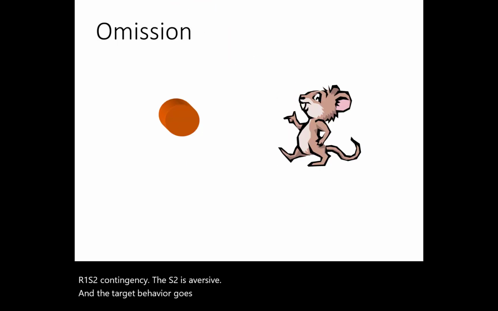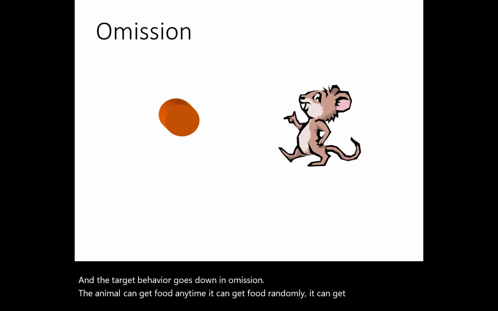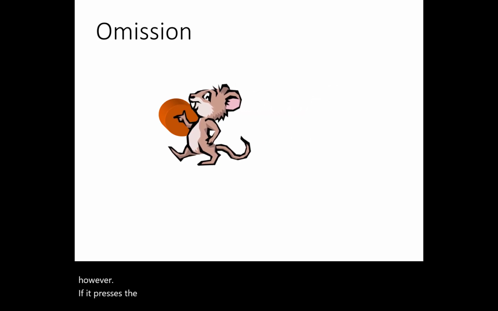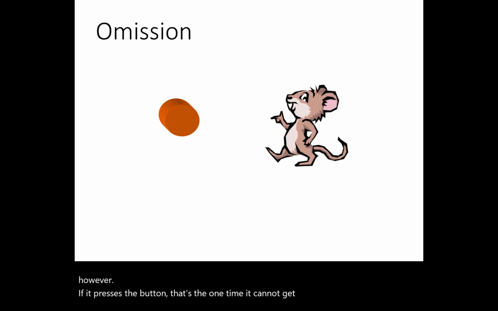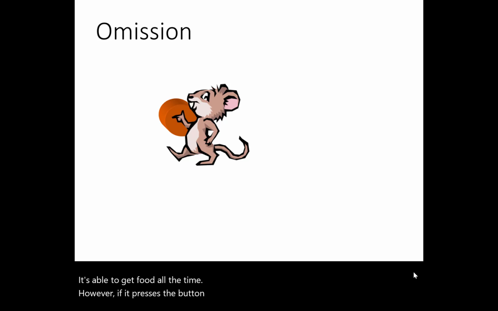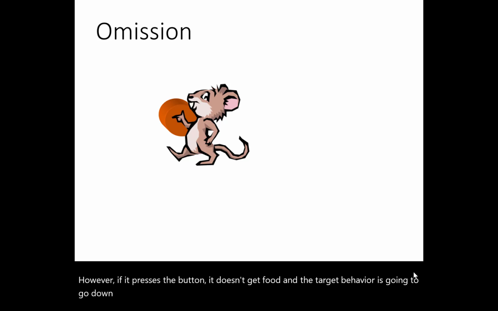In omission, the animal can get food anytime. It can get food randomly. It can get food all the time. However, if it presses the button, that's the one time it cannot get food. It can get food all day. However, if it presses the button, it doesn't get food. And the target behavior is going to go down because we've omitted the S2.